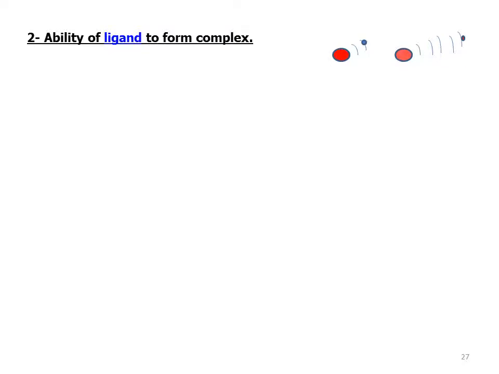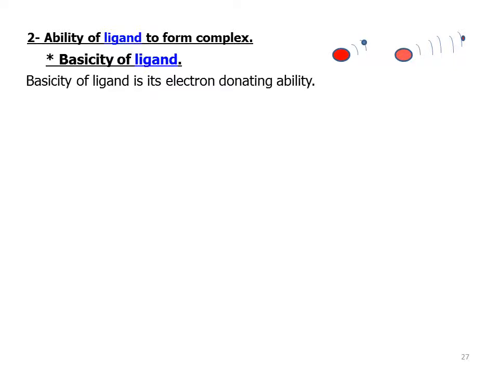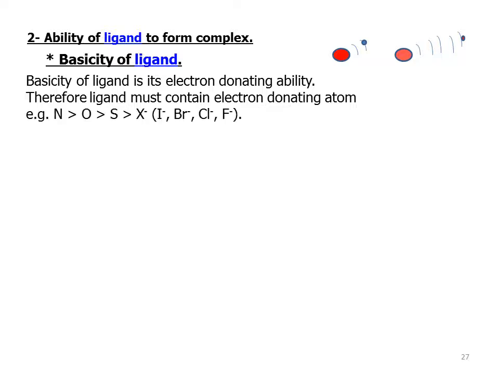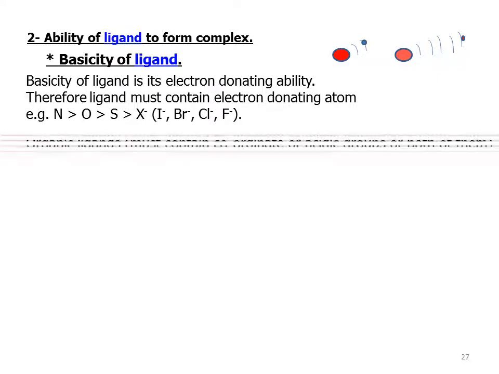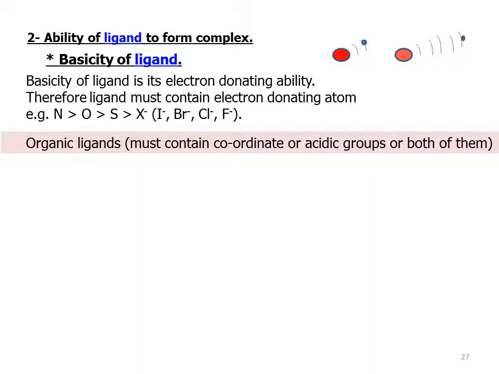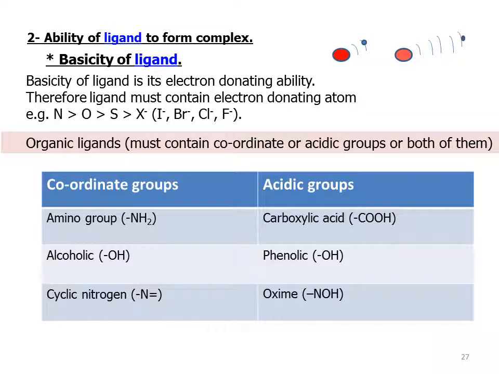The second factor affecting the ligand, well, it's the basicity of the ligand. Basicity of the ligand is its electron donating ability. Therefore, ligands must contain electron donating atoms, which are called heteroatoms: nitrogen, oxygen, sulfur, and halides. Organic ligands must contain coordinate or acidic group, or both of them. They are classified as such in the table.